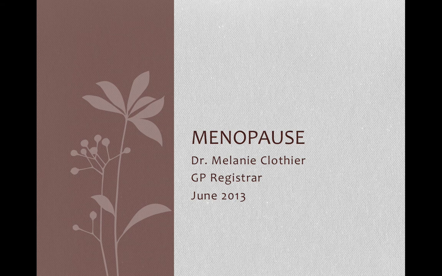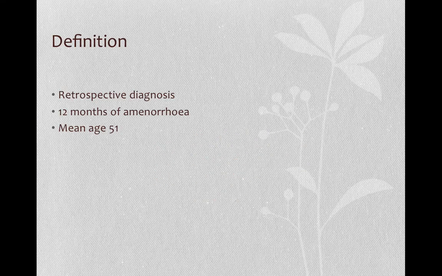Tonight I'm going to give a bit of an overview of the menopause in general practice. So the definition of menopause is the permanent cessation of menstruation from the loss of ovarian follicular activity, and it's actually a retrospective diagnosis after there's been 12 months of no periods. The mean age of onset is 51, and it can range from sort of 45 to 55 and sometimes younger, which would be termed early or premature menopause.